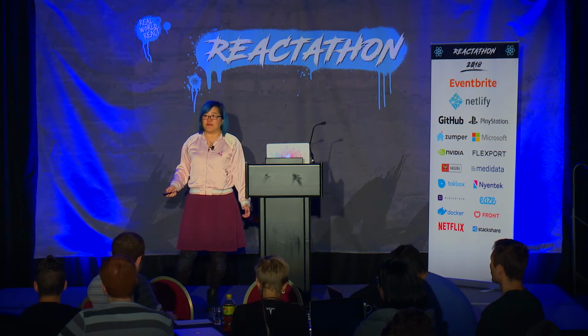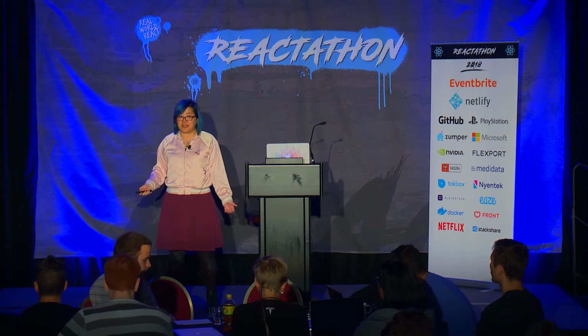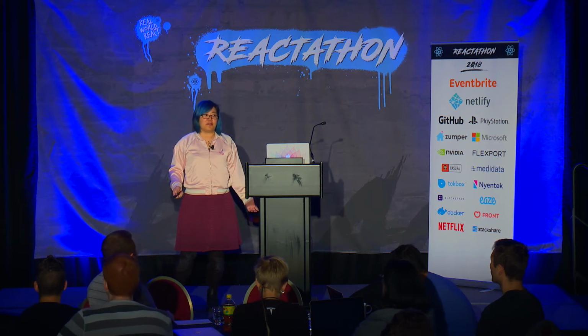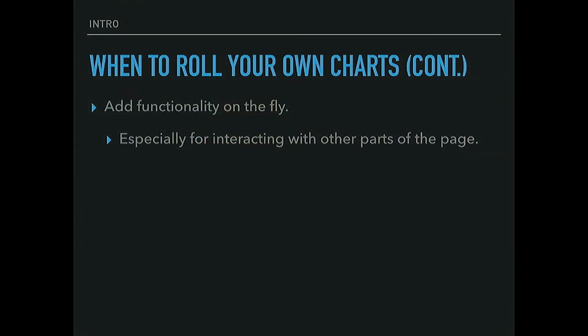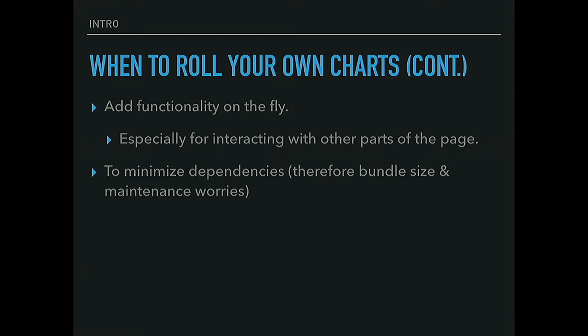So if there's any kind of method or functionality you want to add that the library doesn't have, you either have to extend the library, or if you wrote the chart yourself, then you are the library. You can add anything you want. This is especially handy if your chart needs to interact with other parts of the page. So you need to pull some kind of state from the chart to light up a table or something on another part of the page.